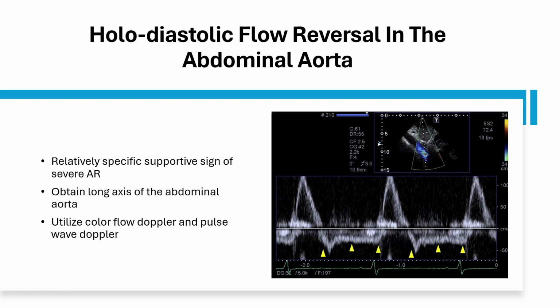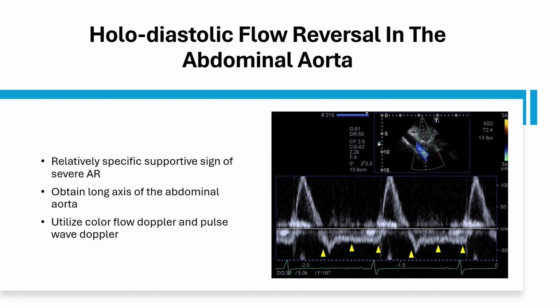Again, we discussed that you need to obtain a long axis view, utilize color flow Doppler, and pulse wave Doppler. Here on the right part of the screen, you see a spectral Doppler profile of an aortic regurgitation assessment. Above the baseline, during systole, you see a positive deflection. And during the diastole, which is marked by yellow arrows, you see holodiastolic flow reversal. Again, when present, this signifies significant, likely severe aortic regurgitation.